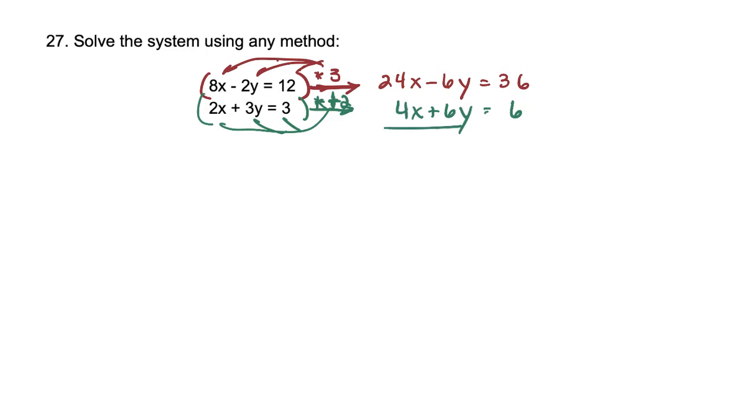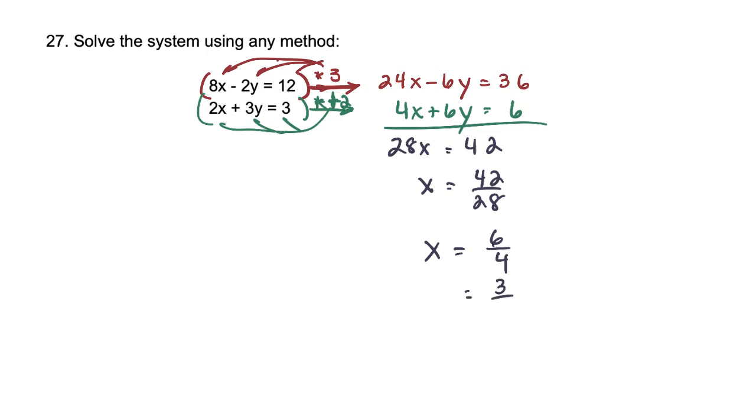So now we can add them up and we'll see what we get. We got 28x equals 42. So x is 42 over 28, or both divisible by 7, giving us 6 fourths. There we go, 6 fourths. Gosh, we can keep on going. 3 halves, I guess 1.5.